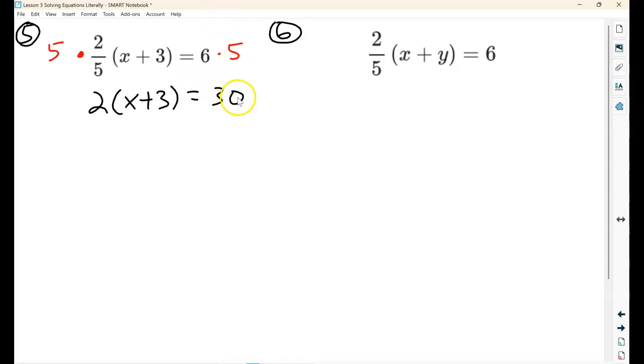6 times 5 is 30. Okay, I forgot what I could do here. I could distribute this 2, or I could divide by 2. Let's see which one I did. I divided by 2. Divide by 2 here.